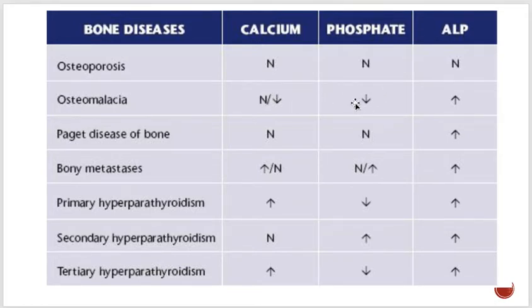Okay, and of course ALP will be raised in this one as well. So this is called osteomalacia. If you know about a condition called rickets, which is in the kids, of course that is one of the causes of this, or one of the types of osteomalacia, right? So in this one, calcium can be reduced, phosphate will be reduced, and ALP will be high.